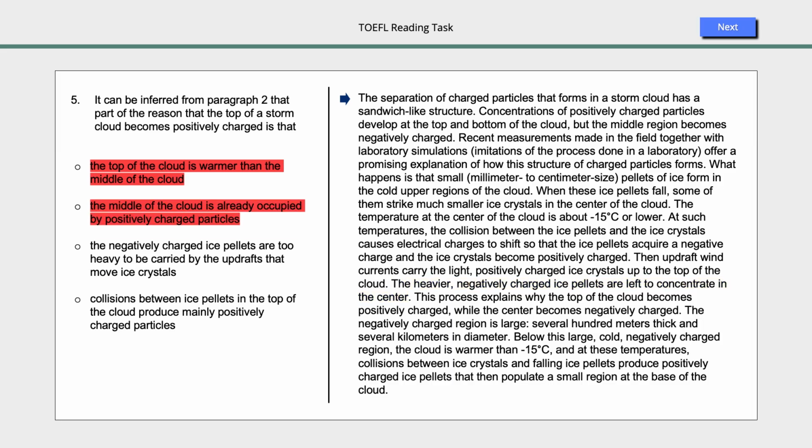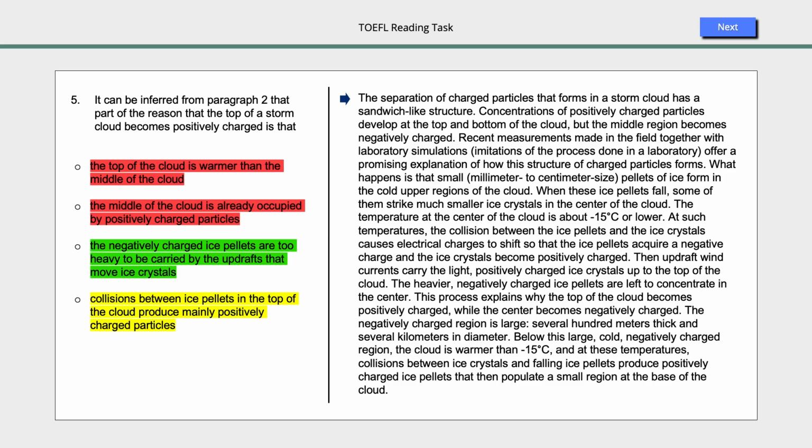The next one says, the negatively charged ice pellets are too heavy to be carried by the updrafts that move ice crystals. The passage says, updraft wind currents carry the light, positively charged ice crystals up to the top of the cloud. The heavier, negatively charged ice pellets are left to concentrate in the center. So this implies that the updraft doesn't take the negatively charged ice pellets because they're heavier, and that's why the top part of the cloud is positively charged. So this is the right answer.